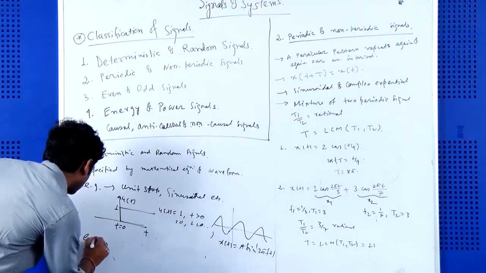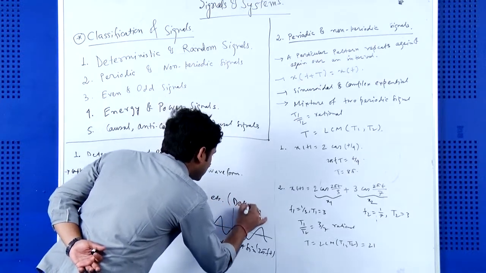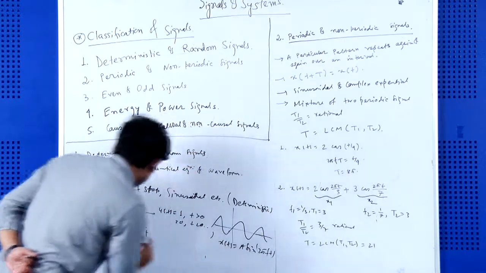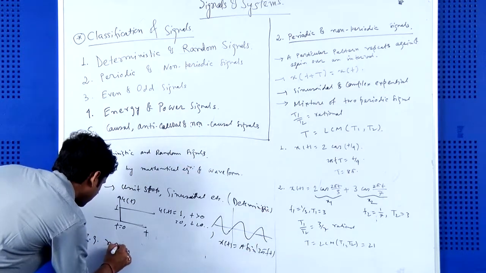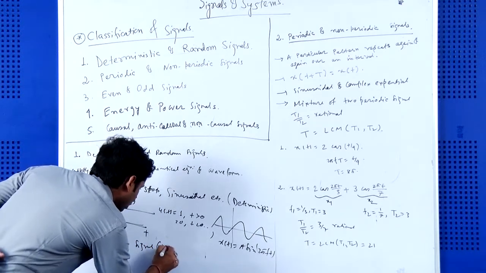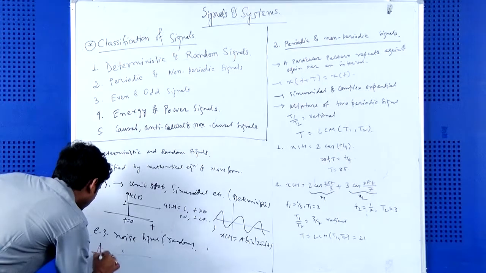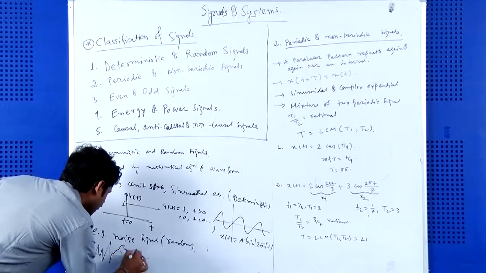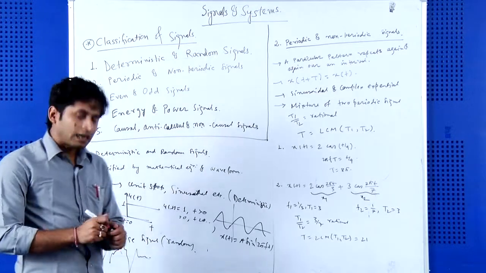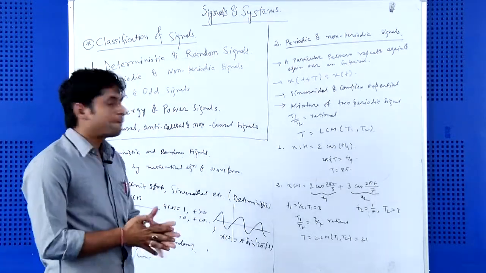So, this is deterministic. An example of a random signal is the noise signal, that is random. So there is no particular representation of the noise signal. Okay. So this is about the first classification, deterministic signal and random signal.